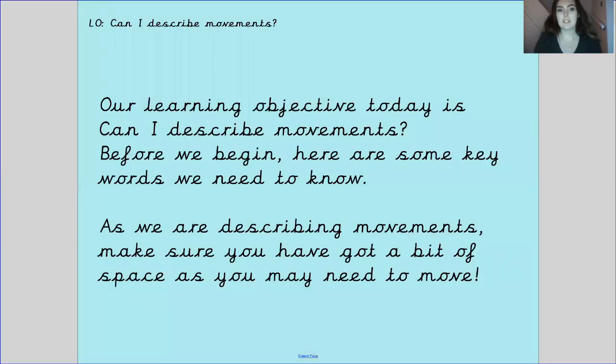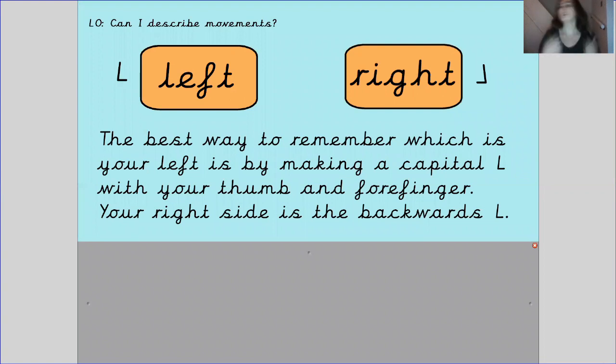Our learning objective today is, can I describe movements? Before we begin, here are some key words that we need to know. As we are describing movements, make sure you've got a bit of space as you may need to move. Our first keyword is left.